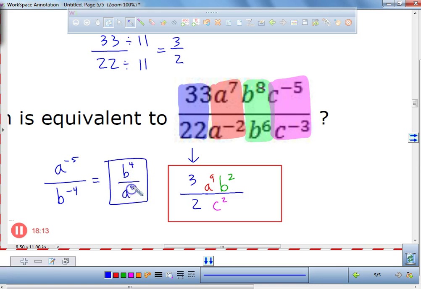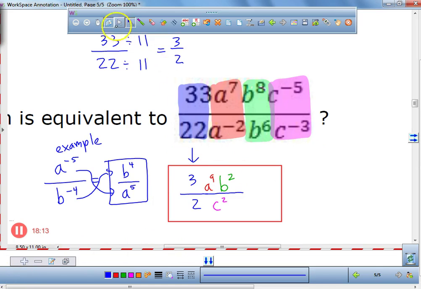A to the power of 5. So we make this positive, we move it up. We take this and we move it down. Right now, put example and write this down. This is an example to help you know how to change negative exponents to positive exponents. All right, so now we just need to find this particular answer.